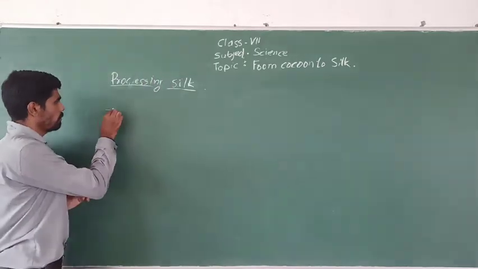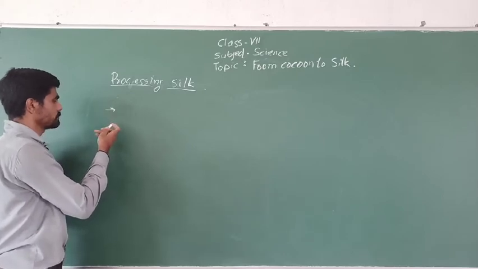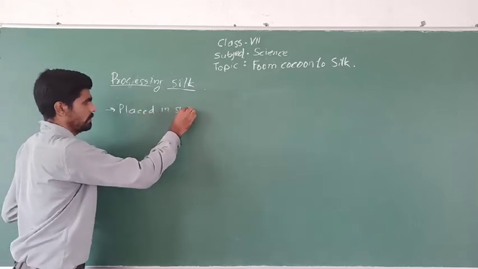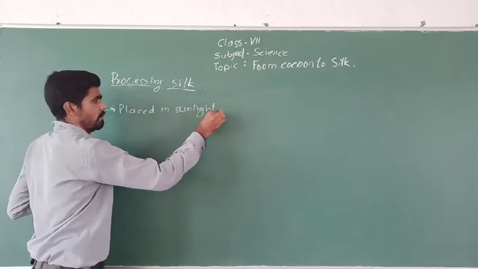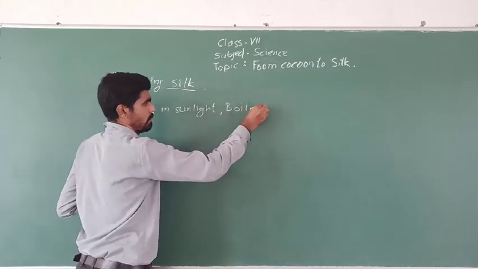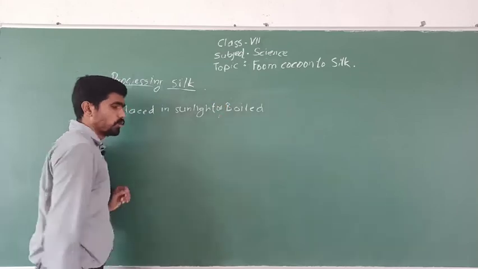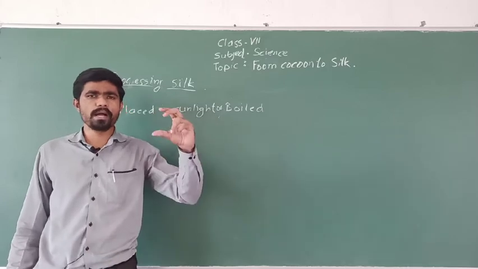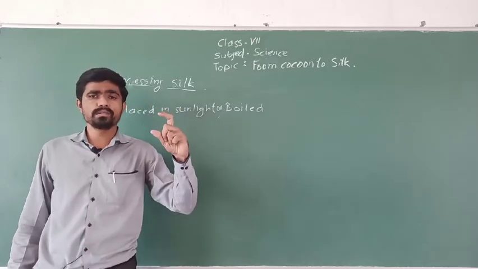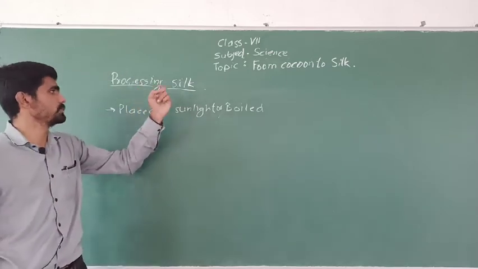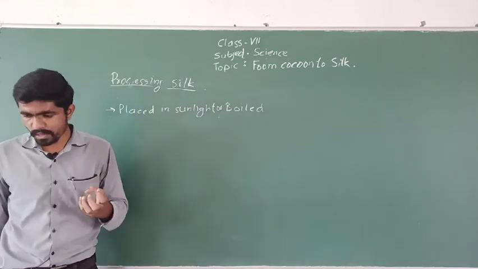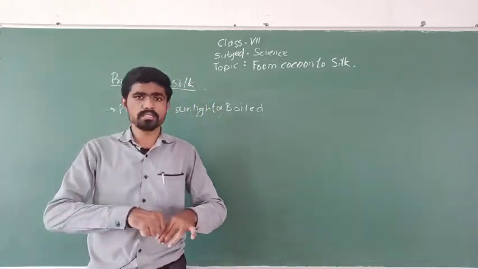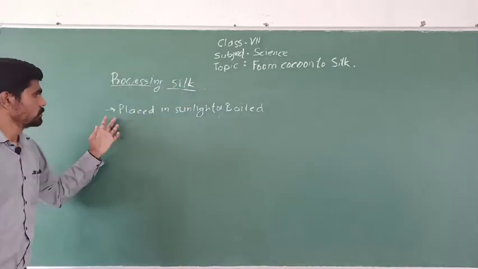Okay, so the cocoons are placed in sunlight or boiled. Due to boiling, what will happen? The animal inside it gets killed, and what do we obtain? We obtain the pile of cocoons or the bundle of threads. So this is called processing of silk. In processing, mainly we are only taking out the silk fibers separately. Okay, we have to separate the silk fibers. Understood? So, placed in sunlight, boiled.